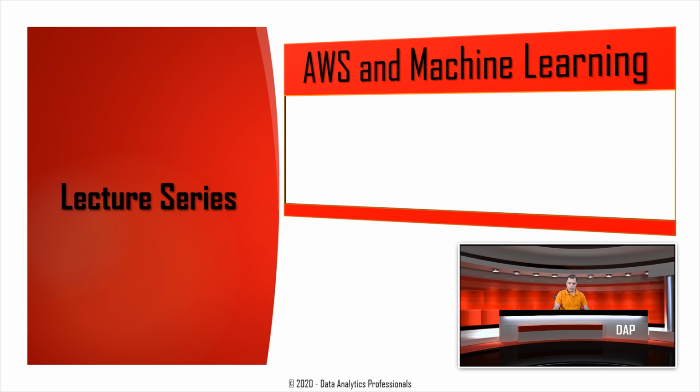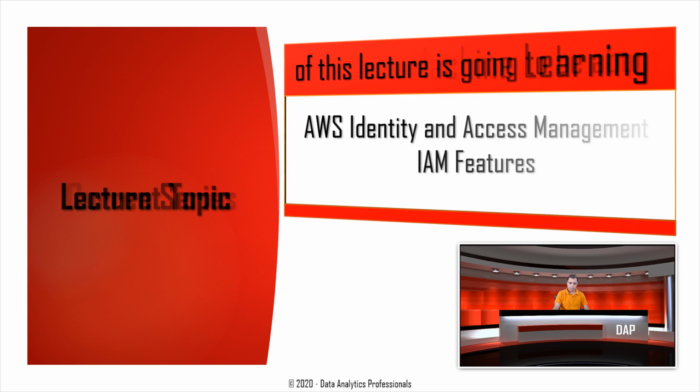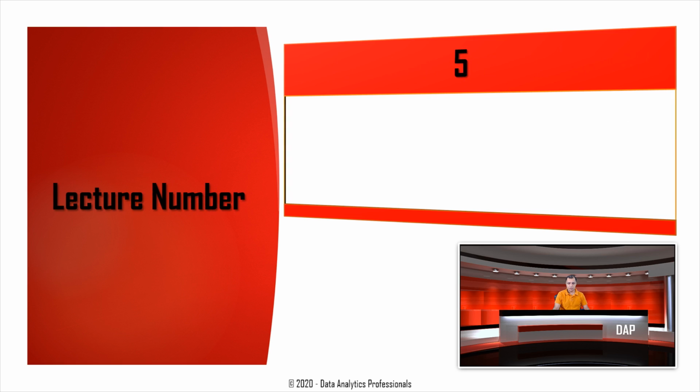Let's quickly jump into today's lecture topic. Now to begin with, I would like to remind all of you that you are watching a lecture series on AWS and Machine Learning. And the current topic of this lecture is going to be about AWS Identity and Access Management, and we are going to touch on IAM features. This is lecture number 5 of this series.